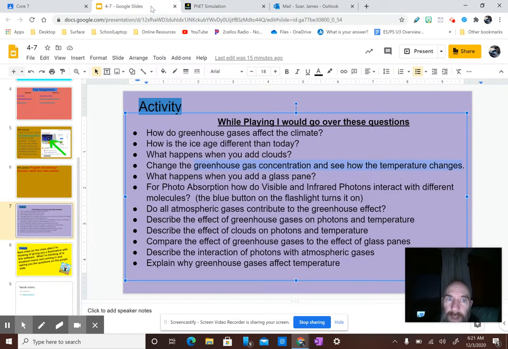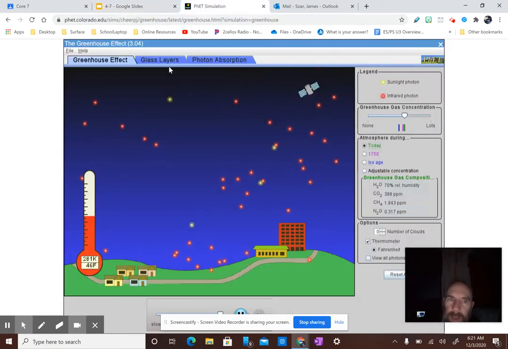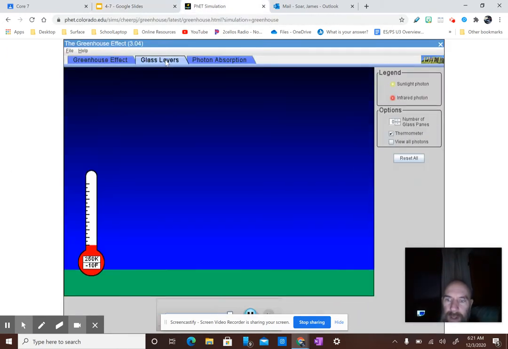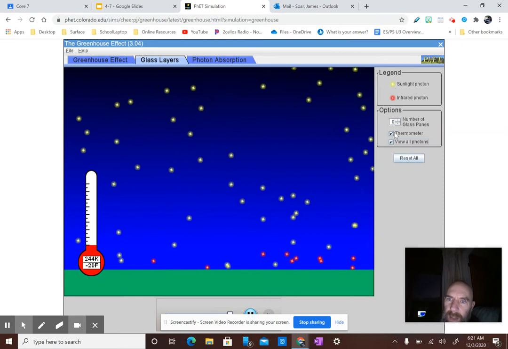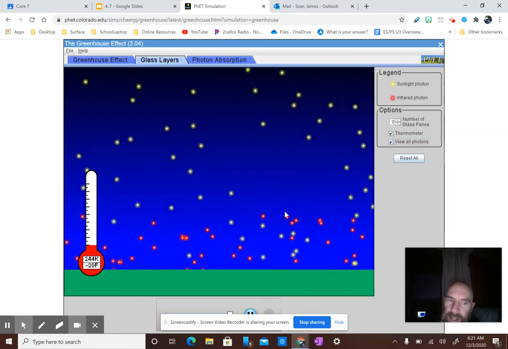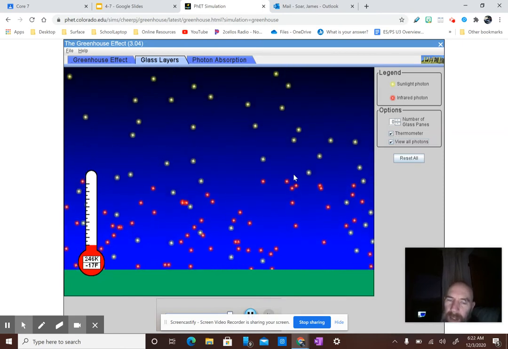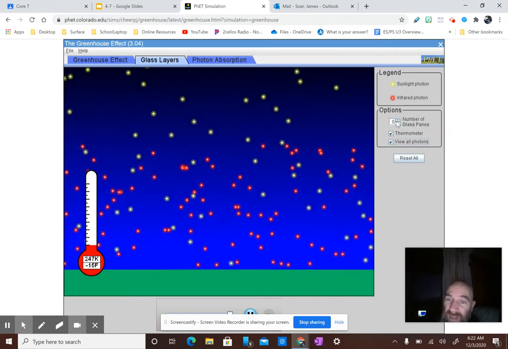All right. Next question. What happens when you add a glass pane? That one, what we're going to do is click on this right here. Glass pane. Oh. So you see the temperature, it's like -13, -15. Dang, that thing is cold. All right. We're going to hit view all photons too. So you see all the sunlight coming down. Starting to see that red just radiate back up, but it's leaving. All right.